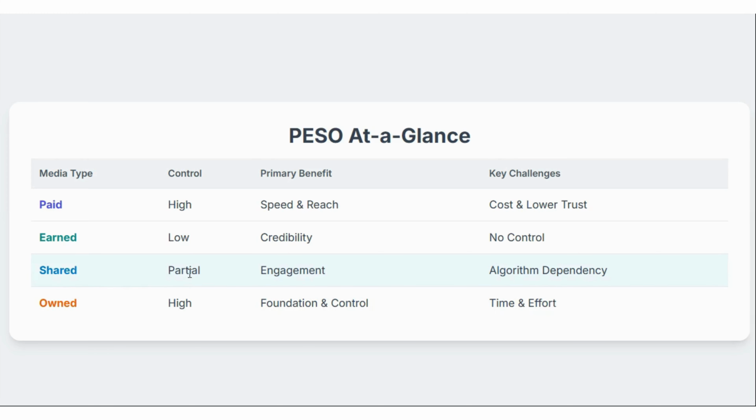About shared media, you have partial control. You don't have full control, and it gives you engagement. And the challenge is algorithm dependency. For your content to become viral, it depends on the algorithm. Does YouTube, Instagram, TikTok, or other social media suggest your content to others or not? And you can't trick the algorithm, and you can't know how they promote. There are some tips and tricks, but they don't always work.